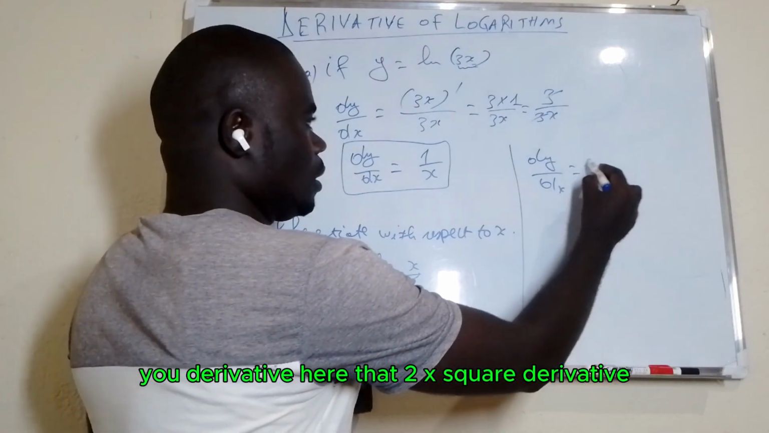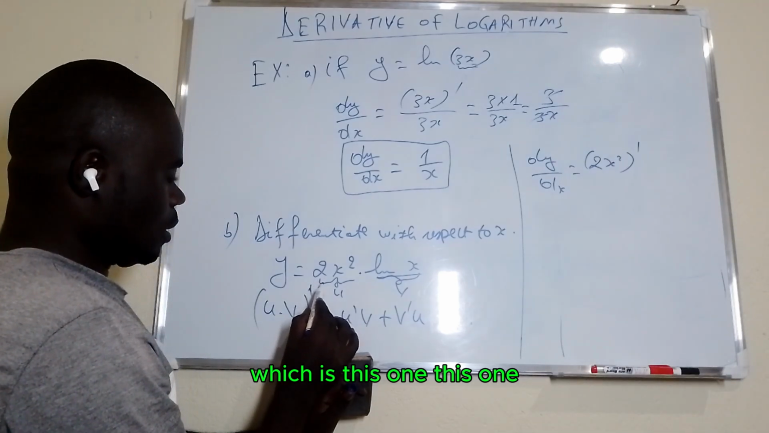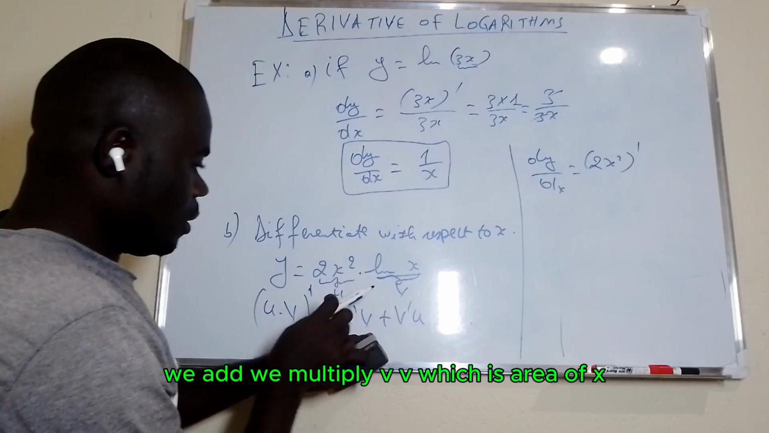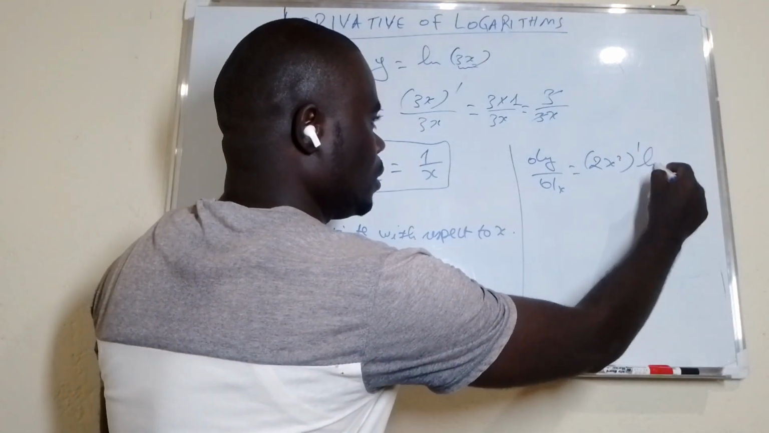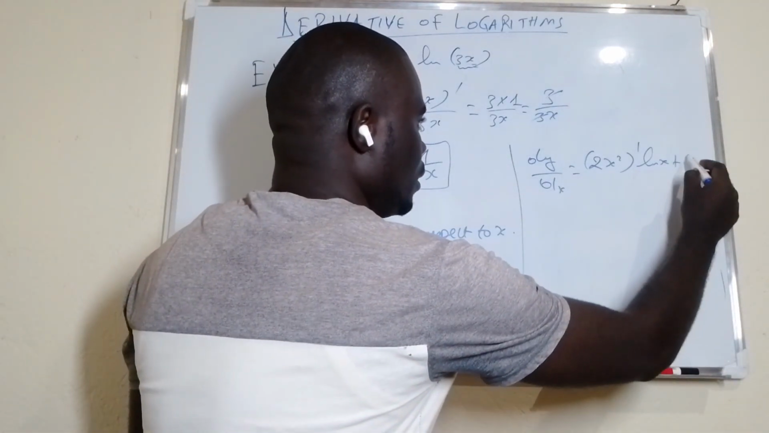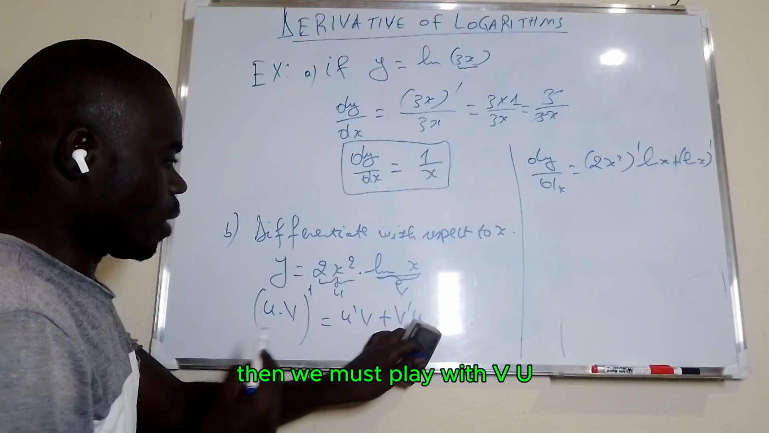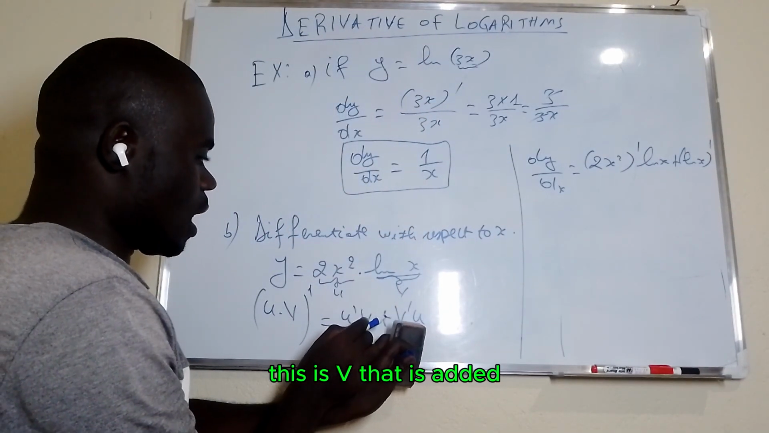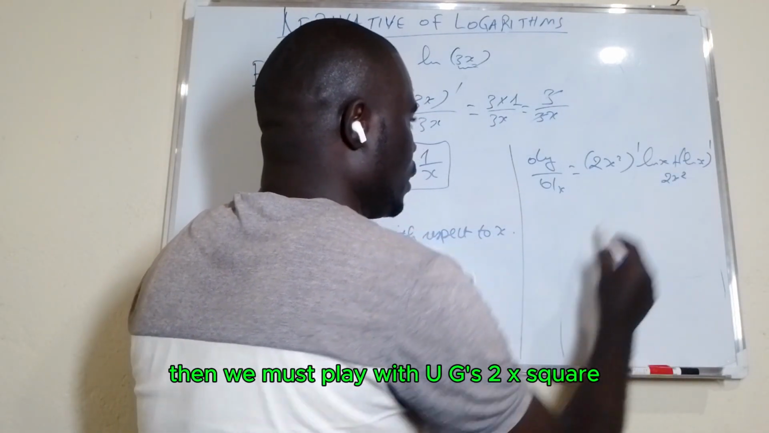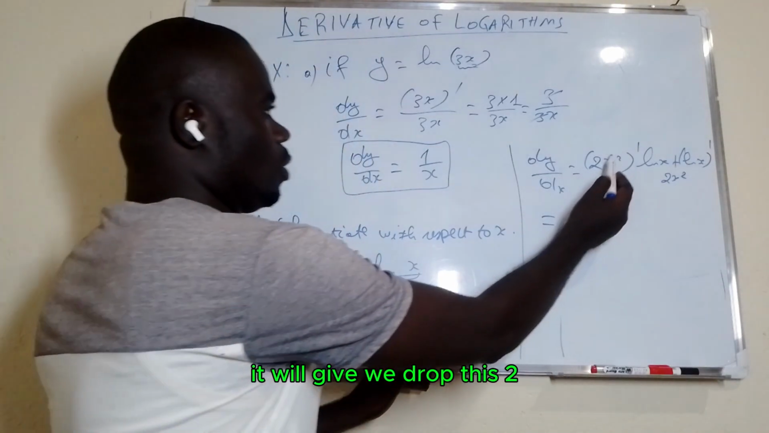that 2x squared derivative, which is this one, we multiply with v, which is ln of x, then we add ln of x derivative, then we multiply with u. This is v that is added, then multiply with u, which is 2x squared. So this gives our dy dx, we drop these two.